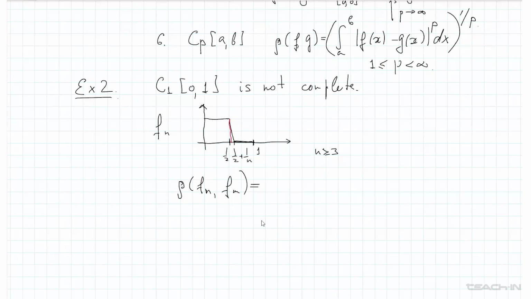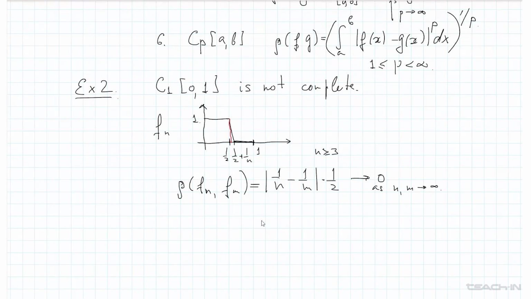Is it clear that the difference is just the square of this triangle? And the square of this triangle is, so here 1. So the height of this triangle is 1. So we have this basis, and by formula 1/2. So it tends to 0 as n and m are large, yes. So it is fundamental.